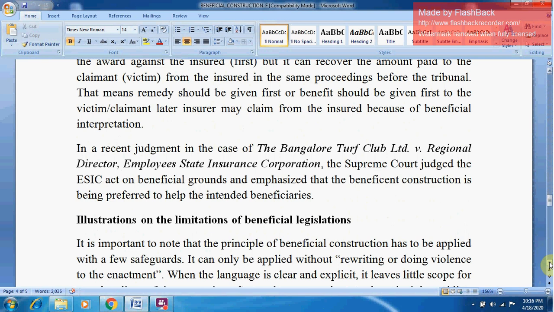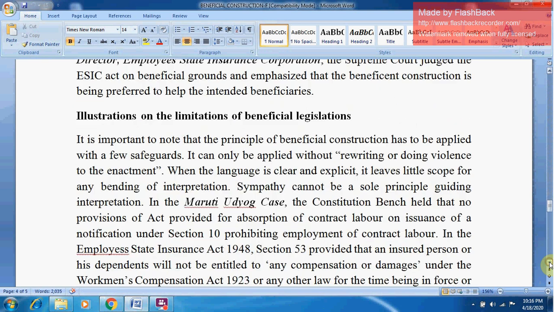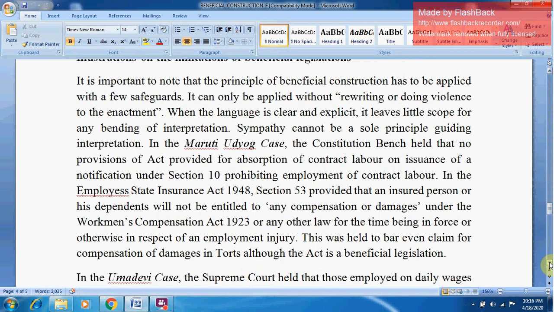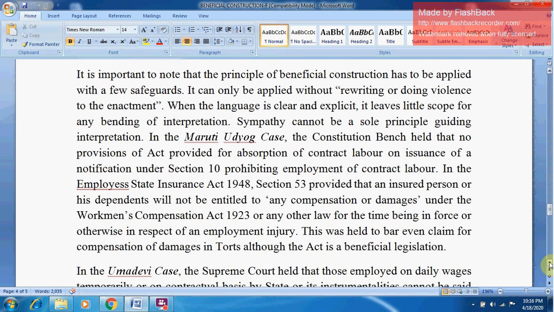In a recent judgment in the case of Bangalore Turf Club Limited versus Regional Director, Employee State Insurance Corporation, the Supreme Court judged the ESIC Act on beneficial grounds and emphasized that the beneficent construction is preferred to help the intended beneficiaries. Now, an illustration on the limitations of beneficial legislation, where the beneficial interpretation is not given even though it is a beneficial legislation.